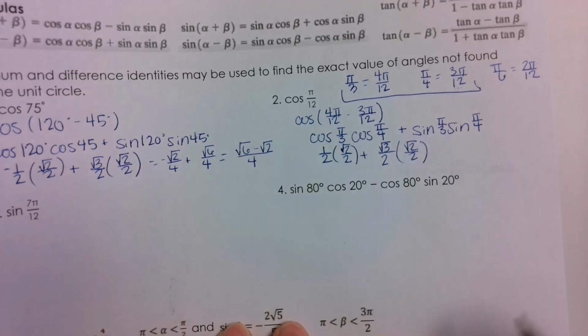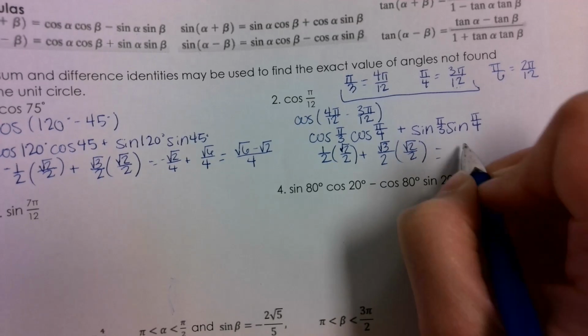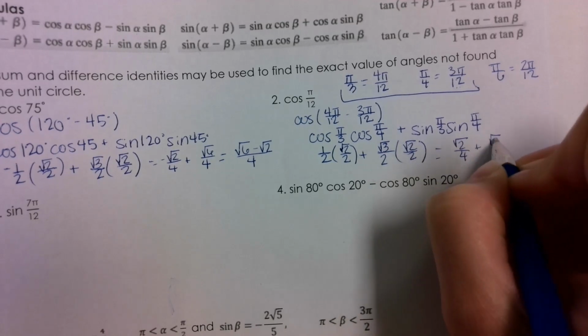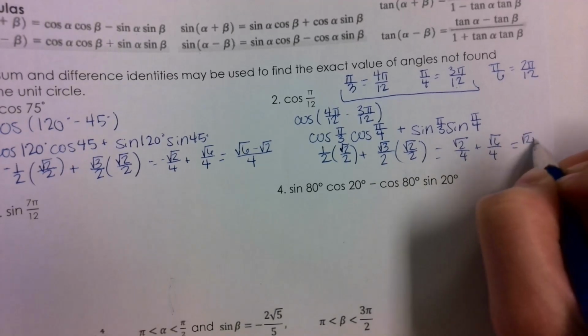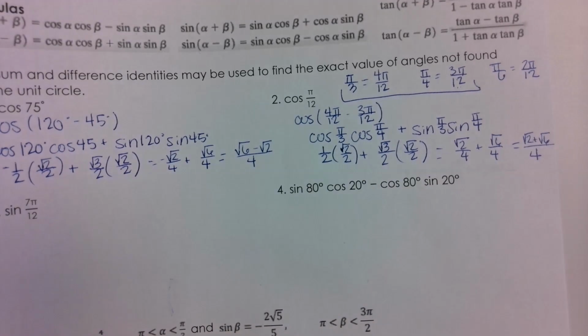So multiply those out, you're going to get square root 2 over 4 plus square root 6 over 4. So again, you've got root 2 plus root 6 all over 4, and we want to leave it like that, not as a decimal or anything. Questions? Yeah.